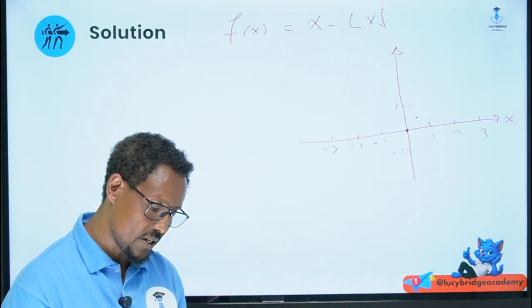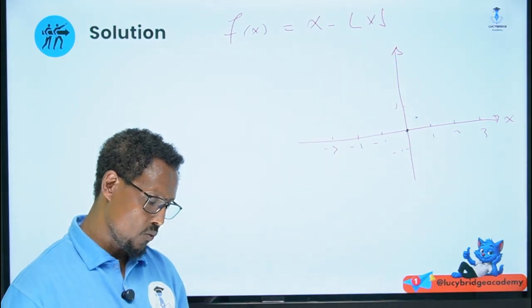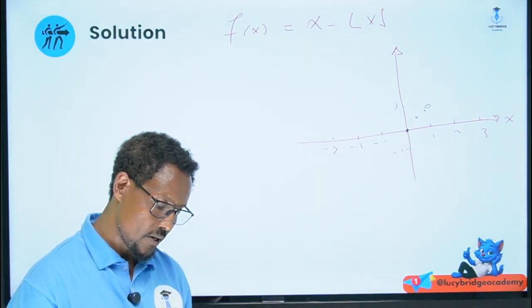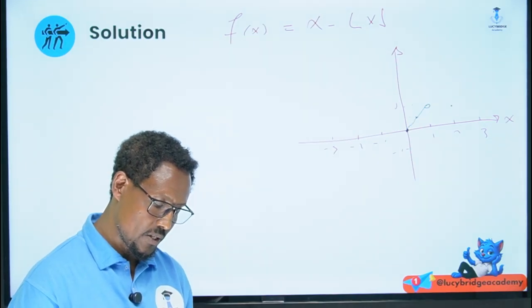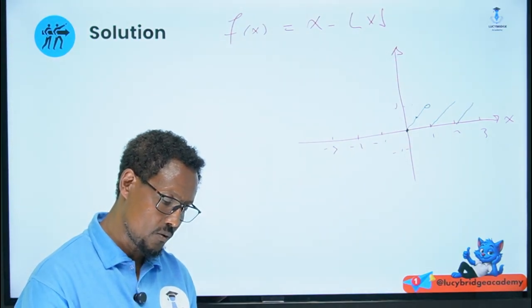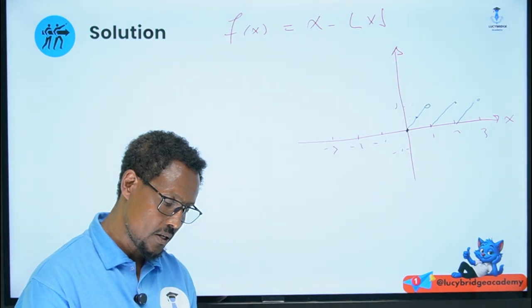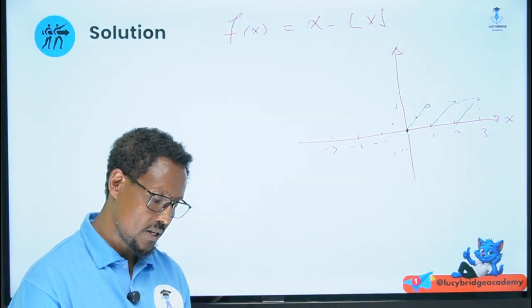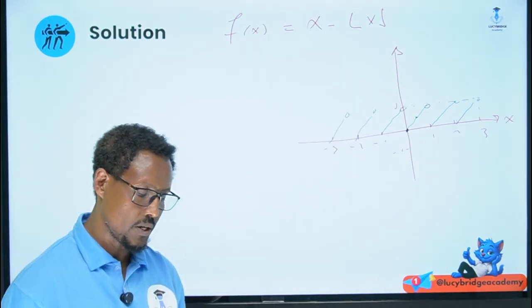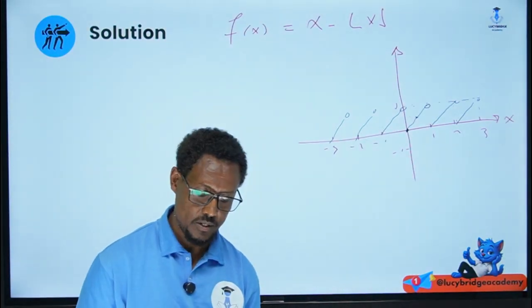Anyways, when x is 1, when both are 1, which is 0. 1 minus 1 is 0, that means it is a whole here. So the graph looks like this one. I have a whole here, this is 1, 3, 2, and again here a whole. Okay, so the graph looks like this one.